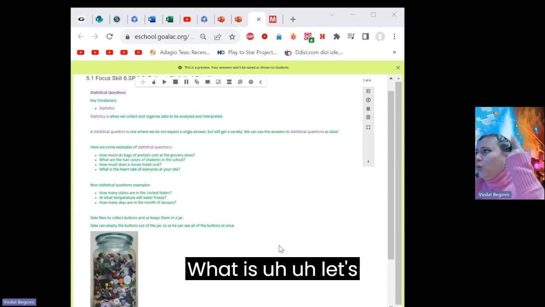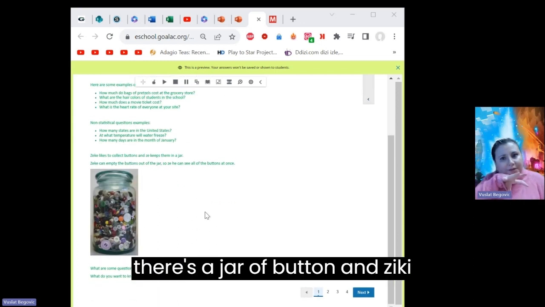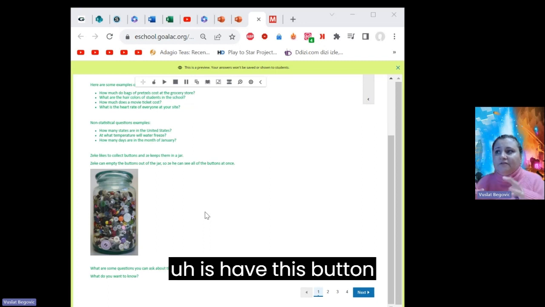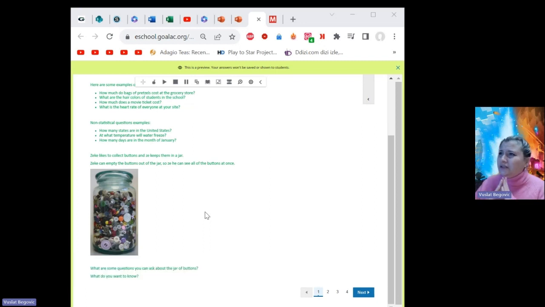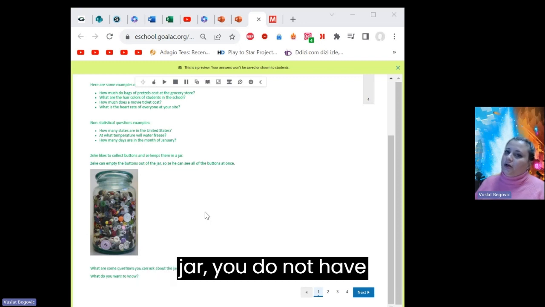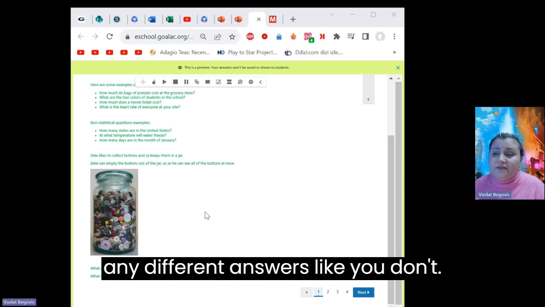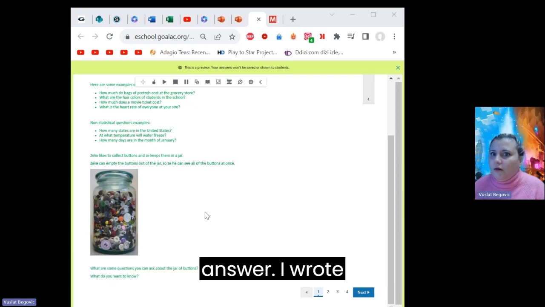Then let's look at this button thing. There's a jar of buttons, and Ziki has this button jar. I don't know how to say his name, maybe I'm butchering his name. I'm sorry, Ziki. There are so many buttons. If I ask simply how many buttons are in this jar, you do not have any different answers. Your answers don't vary. It's just one answer, I don't know, 3,000, 300, that kind of thing.